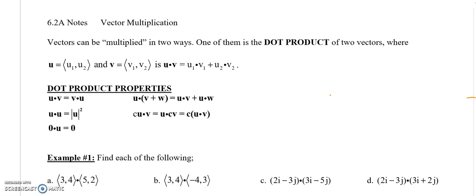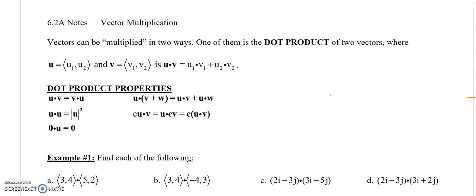Today we're going to do the first lesson for 6.2, which is going to basically cover vector multiplication. These notes are trimmed back to make sure we get through the mandatory material to be successful in Calculus BC.